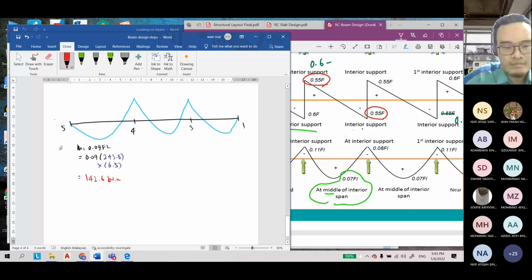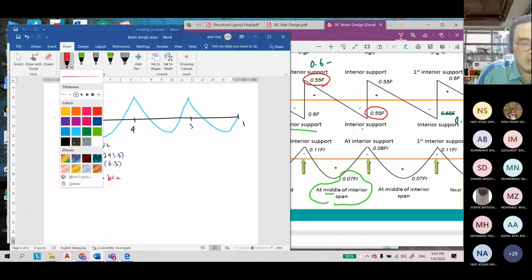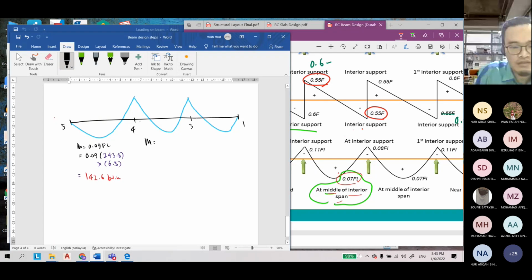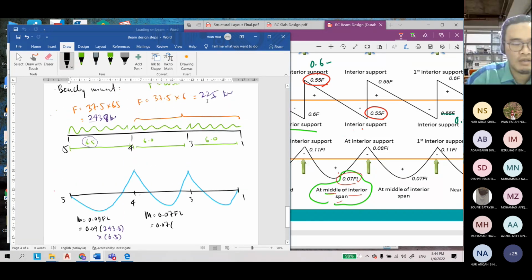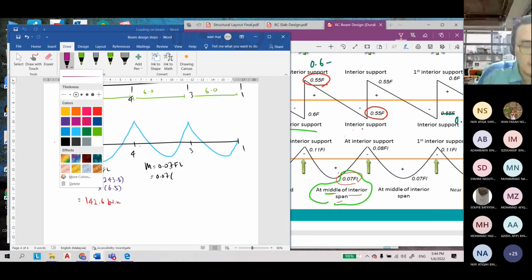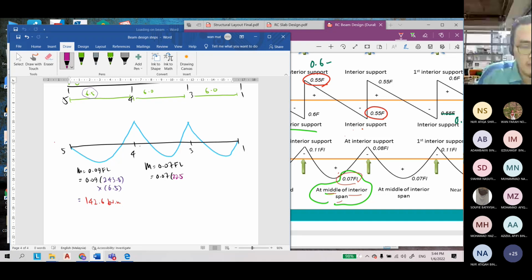We calculate one by one. Here at the middle of the interior span, the moment is 0.07 FL. So it is 0.07 times our F, which is 225, and L is equal to 6. So what is the value of bending moment here?